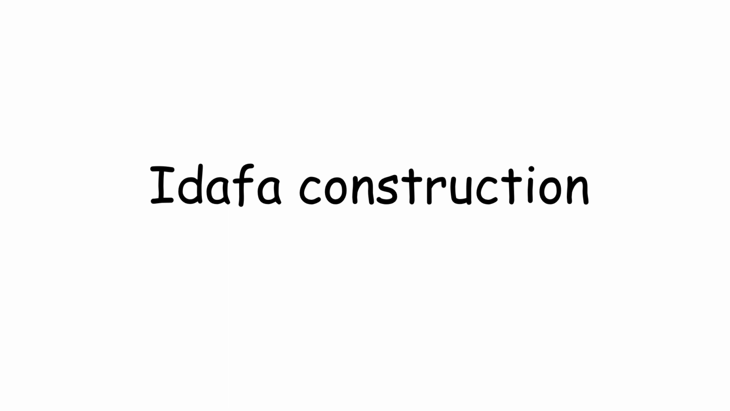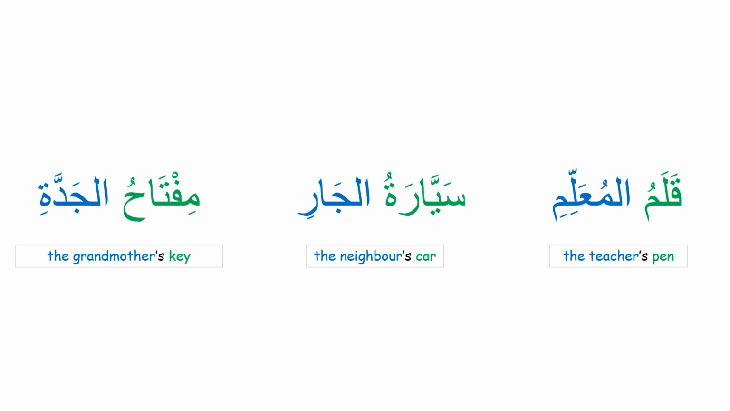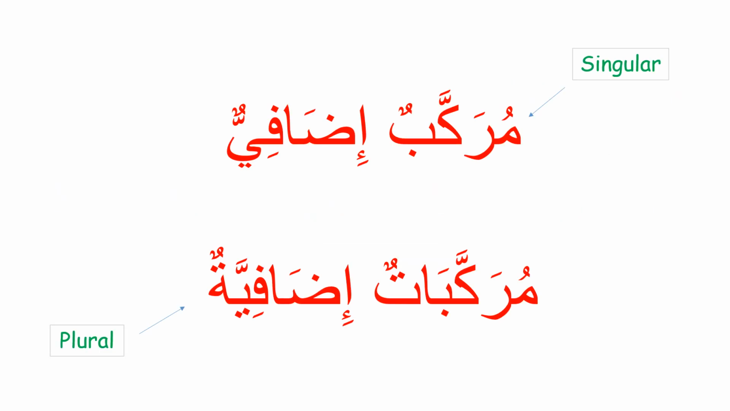Right, starting with some terminology, now that we all know what an Idafa construction is, we should learn how we call it in Arabic, isn't it? Well, an Idafa construction is known as مركب إضافي, which means that each one of last week's examples is a مركب إضافي. قلم المعلم، سيارة الجار، مفتاح الجدة. What about the plural form? The plural form of مركب إضافي is مركبات إضافية.